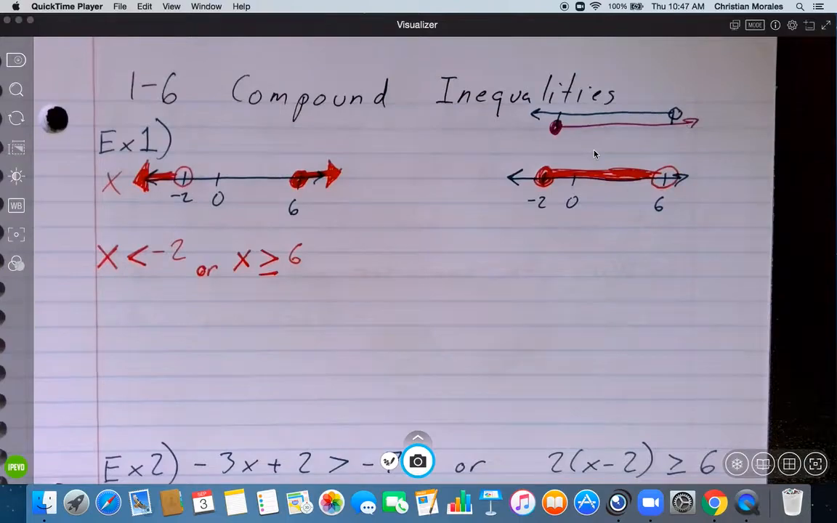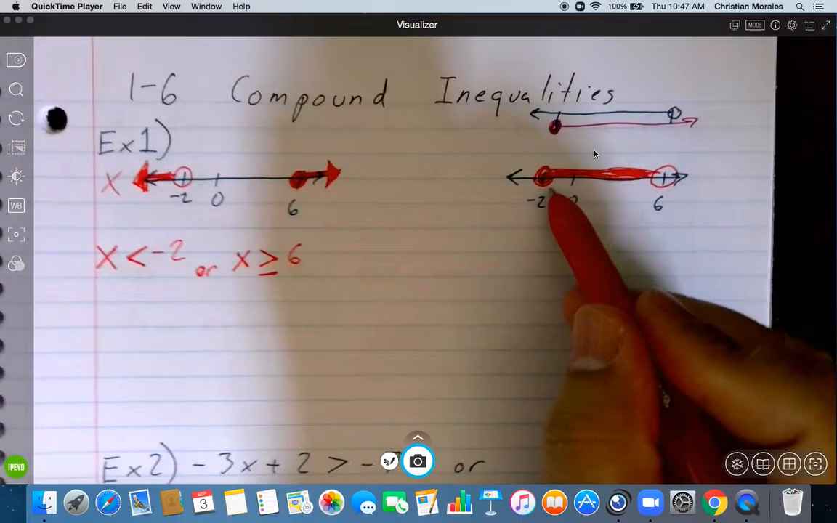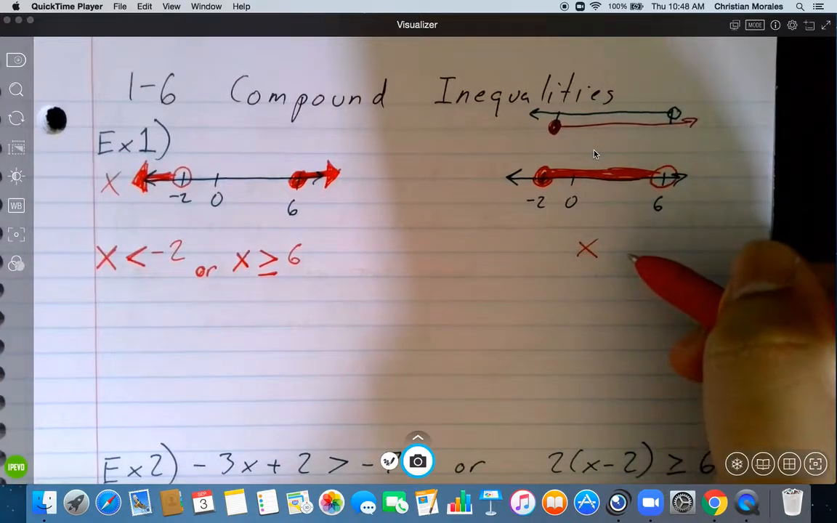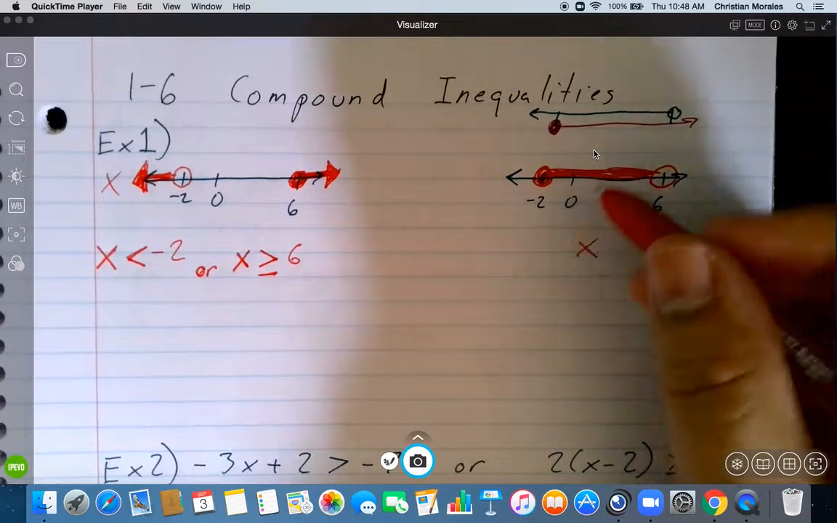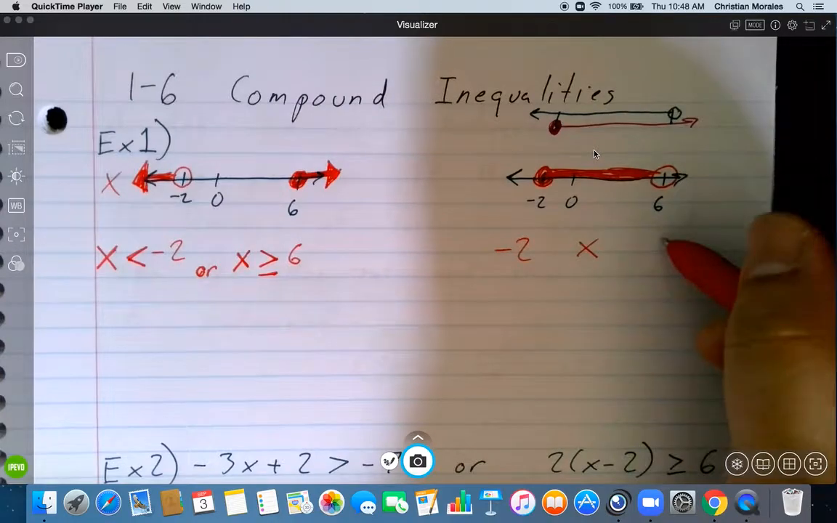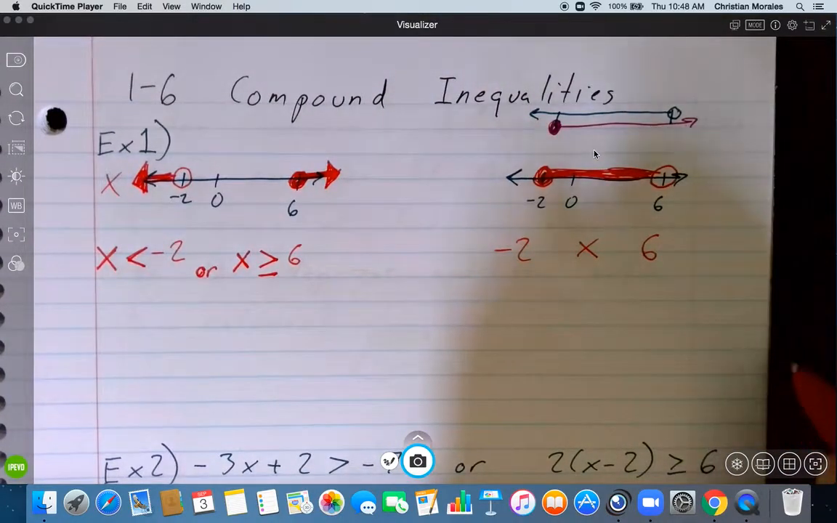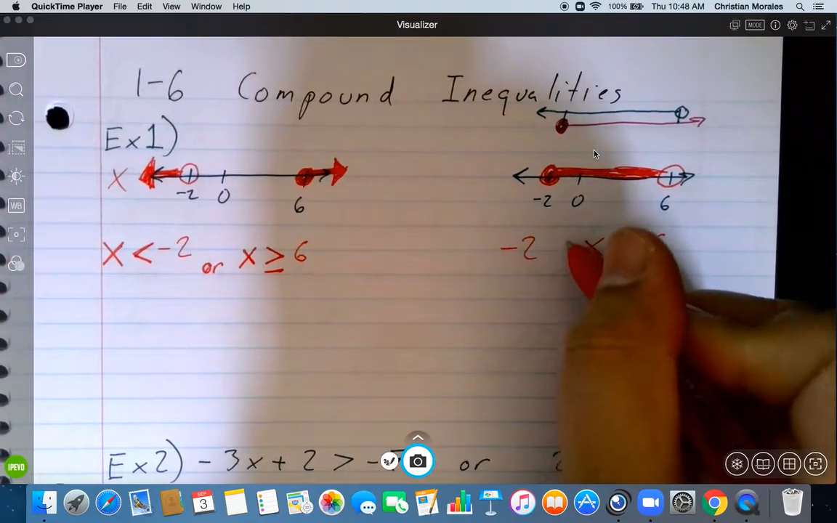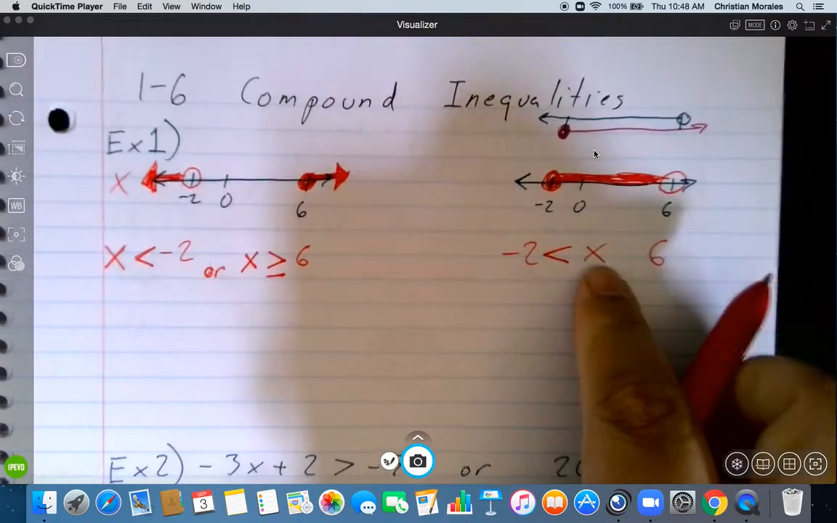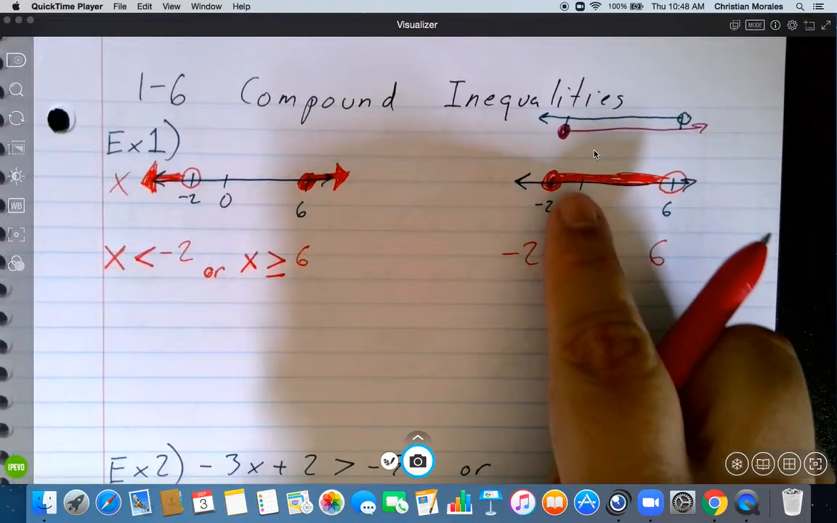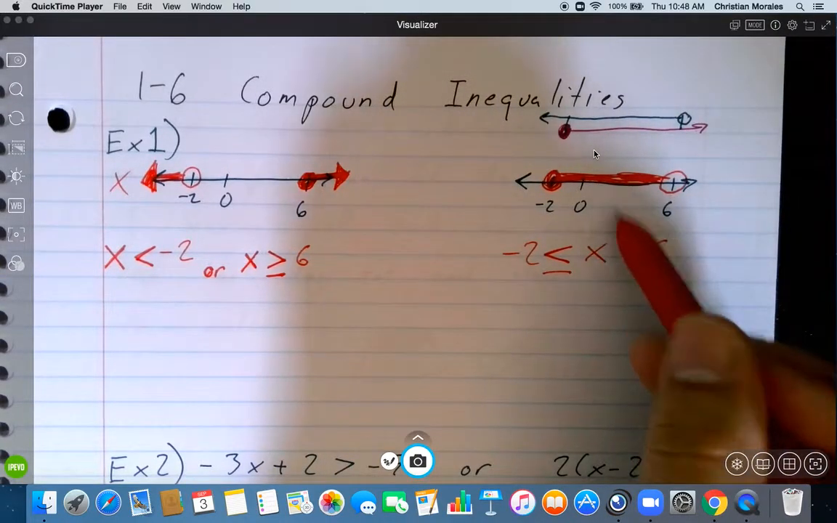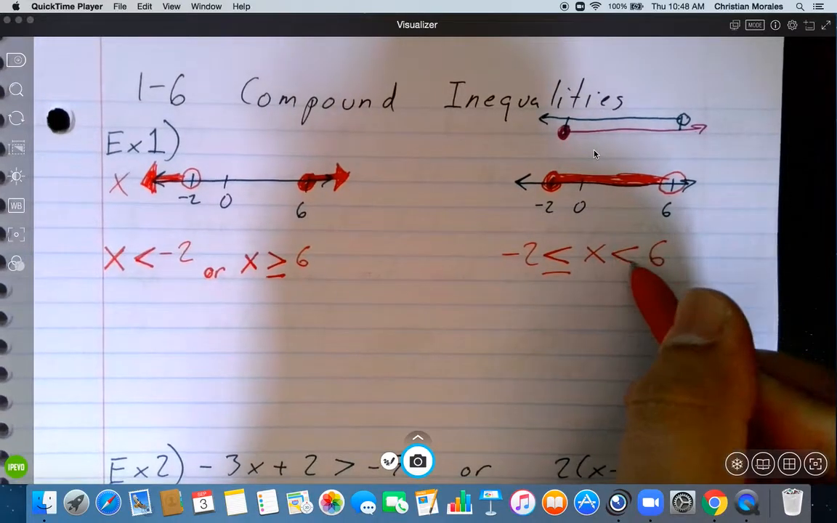This is how I write this answer. X is the middle. So x is in between -2 and 6. In this case, x is greater than -2, and it's colored in, so it's also equal to -2, but it's less than 6. X is less than 6.